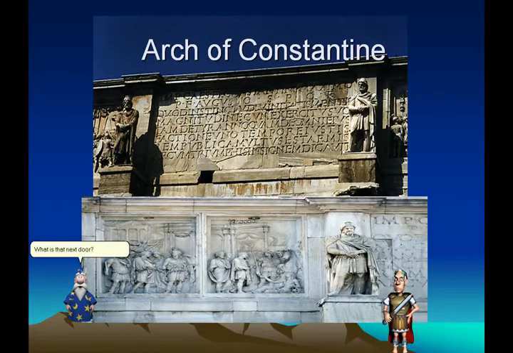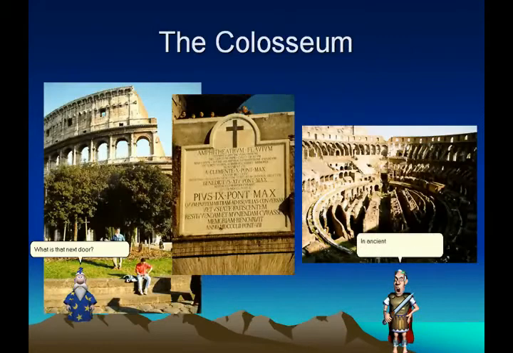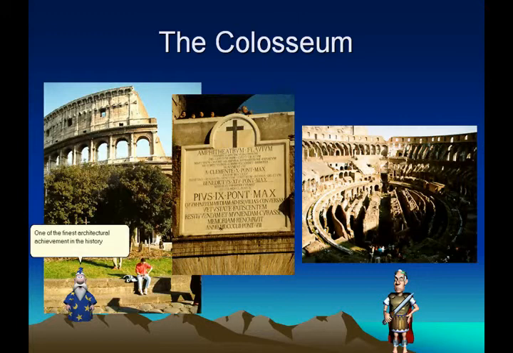What is that next door? In ancient times this was known as the Flavian Amphitheater. One of the finest architectural achievements in the history of the Roman Empire. But it became known as the Colosseum after a colossal statue of Nero that once stood nearby. I know you think we misspelled Colosseum, but this is how the British spell it in their textbooks.